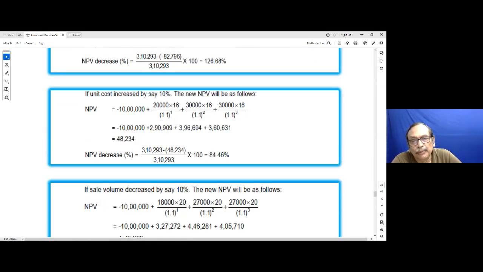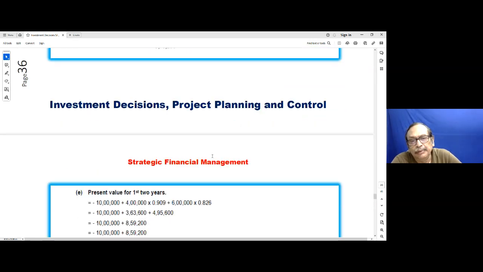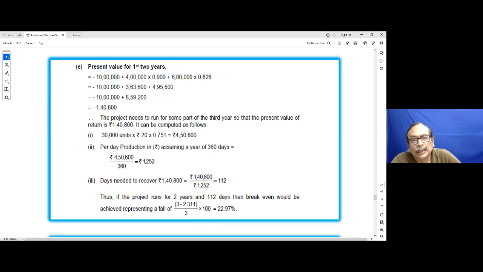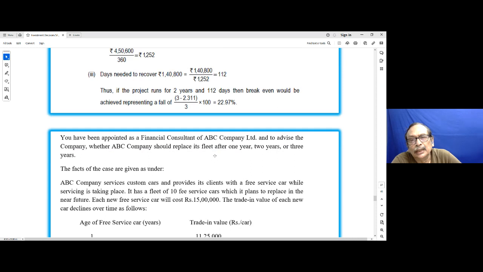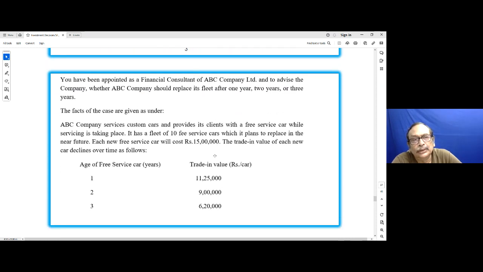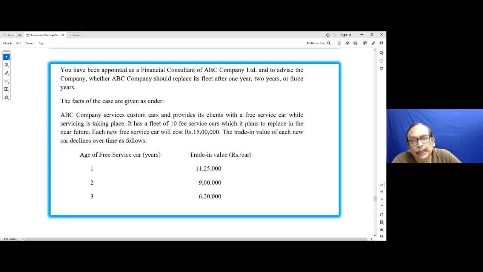The calculation is simple. You calculate the NPVs, taking into consideration the various ins and outs so far as the NPV calculations are concerned. And if a small percentage change affects the NPV more, that is going to be the most critical factor, or the most sensitive factor.